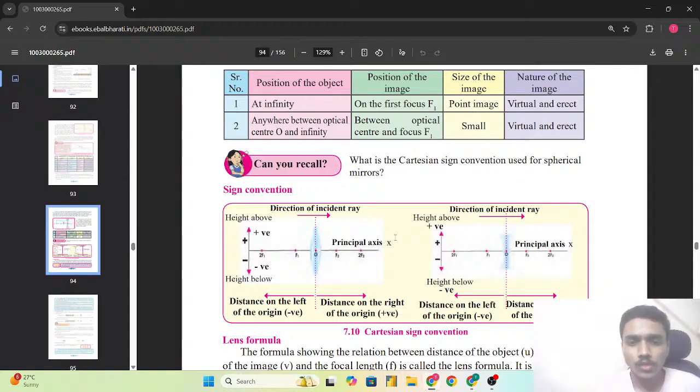Next is the Can you recall section. What is the Cartesian sign convention used for the spherical mirrors?